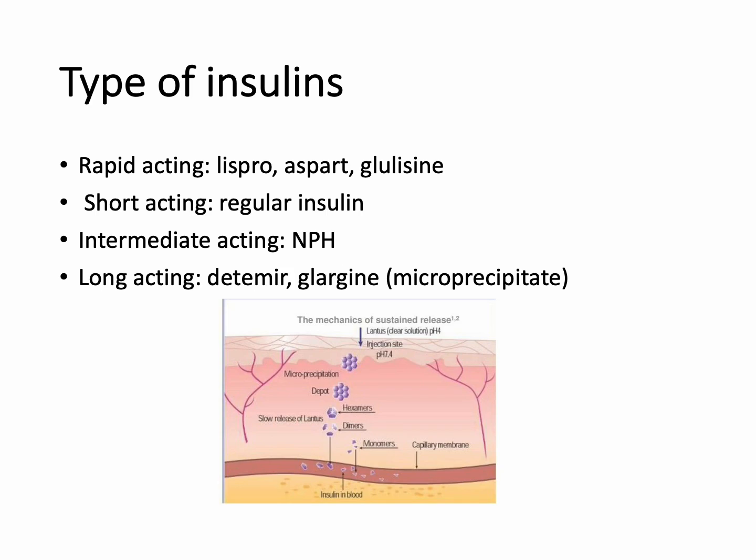So the first thing you have to remember is that insulins are classified based on the duration of action into rapid, short, intermediate, and long-acting insulin. The short-acting insulin is the regular insulin, the rapid-acting insulins are lispro, aspart, and glulisine, the intermediate-acting insulin is the NPH, and the long-acting insulins are detemir and glargine. The long-acting insulins are long-acting because they form a microprecipitate within the skin, and this microprecipitate will then release hexamers, which then release dimers, which then will release monomers, which are the ones that enter the bloodstream.